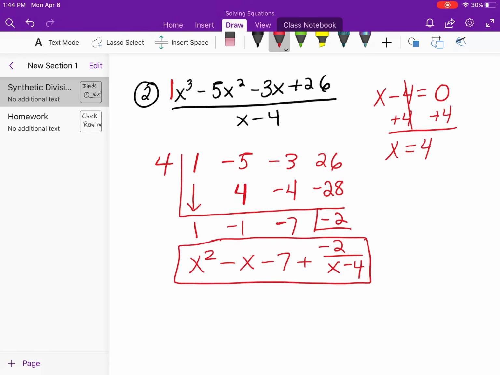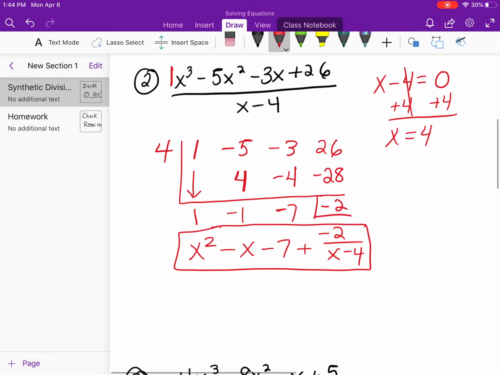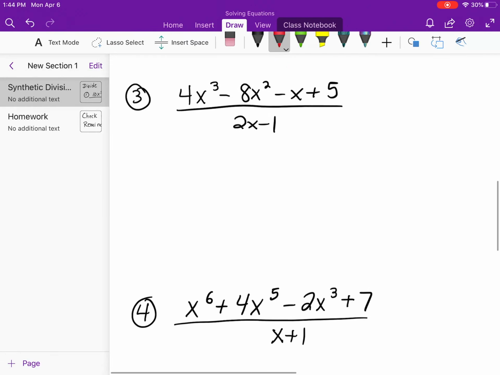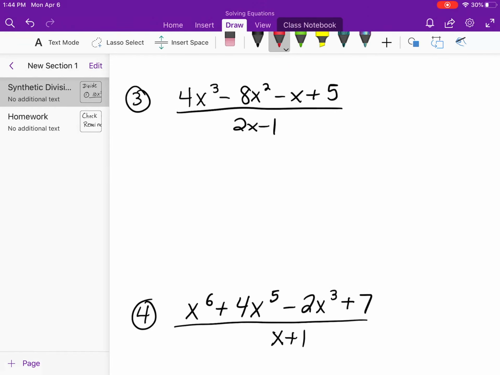So now let's try a little bit more difficult problem. Let's take a look at 4x to the third minus 8x squared minus x plus 5 divided by 2x minus 1. We'll start out the problem the same way.